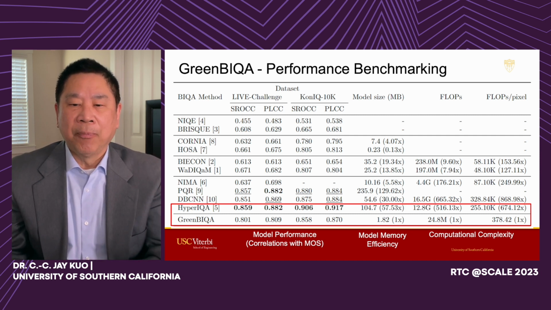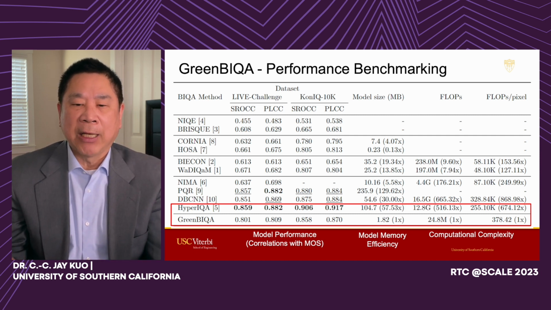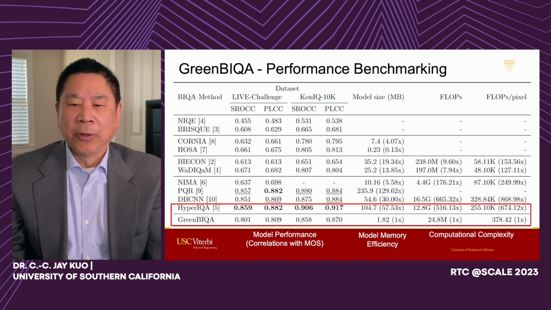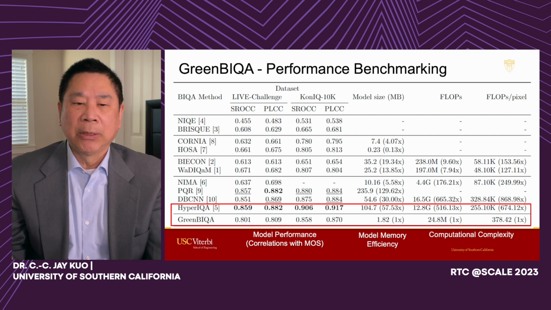And then if you compare, you see the HyperIQA, the best performer, and then our method. You can see our complexity is 1, and the HyperIQA complexity is 674. So this is almost close to 3 orders of magnitude difference. That shows that even if we sacrifice a little bit of performance, we are able to do it for real-time communication.